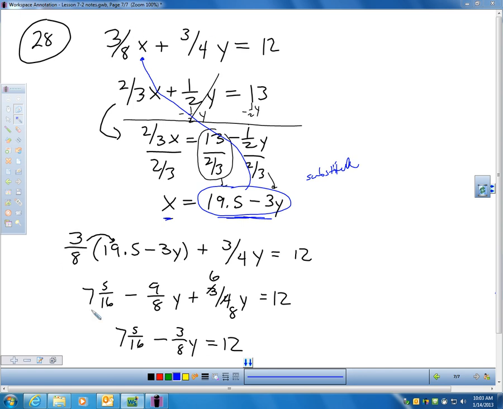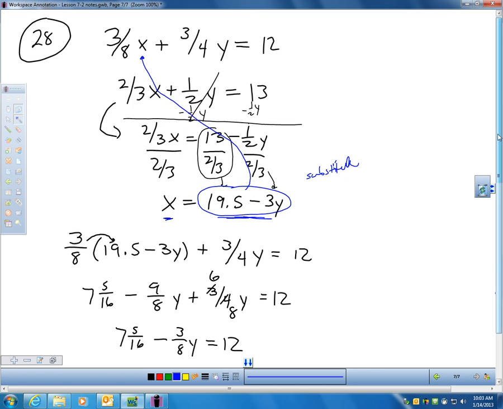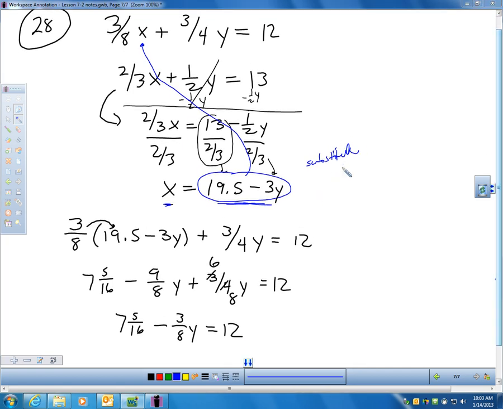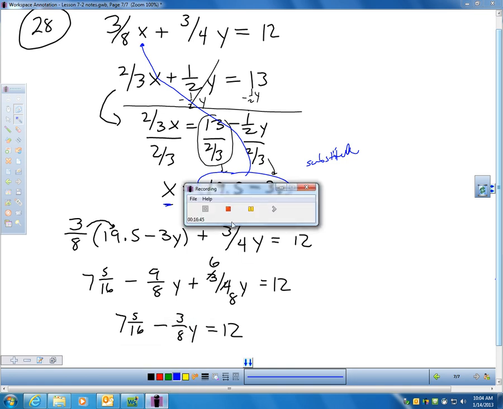So this is where substitution isn't as convenient, but honestly it doesn't matter if we graph or what method we did. When we get these fractions in there, we have to work our way through the fractions, okay? So anyway, that should get you going on today's stuff. If you have any questions when we come to class tomorrow, we can start class by going through those.